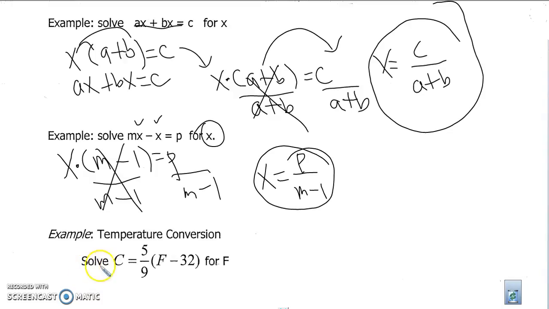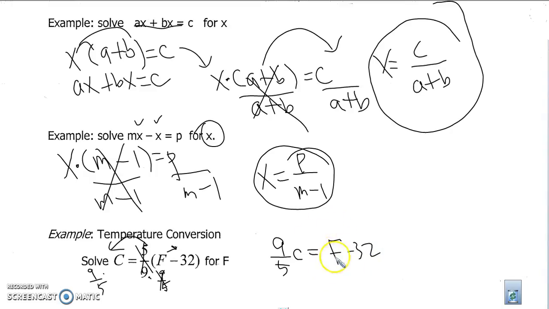Example, temperature conversion. Solve C equals 5 over 9, parentheses F minus 32, for F. F is Fahrenheit, C is Celsius. We're going to convert and solve for F. One way to do this is move this fraction to the other side by doing the inverse operation. You can use the reciprocal and multiply each side by 9 over 5. 9 over 5 is the opposite of 5 over 9 as a fraction, and you multiply that by each side, and this will go away. So this is going to be 9 over 5 C equals F minus 32.